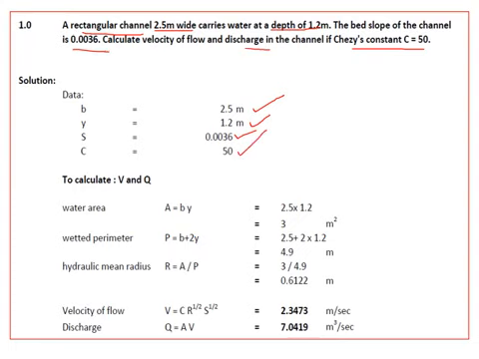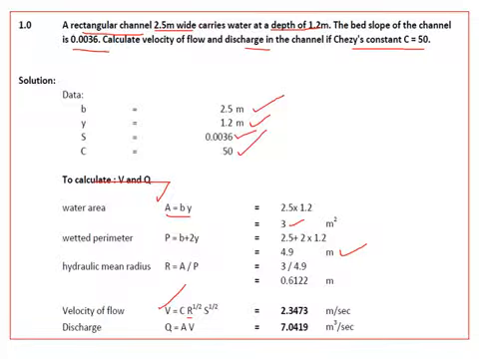Since Chezy's constant is given, we have to use Chezy's equation, V is equal to C root RS. For that we need R, so the basic geometric elements are calculated. What is area? It is B into y, so 2.5 into 1.2, which gives 3 meters square. Similarly, wetted perimeter is the length of channel boundary in contact with the flowing water, so it is B plus 2y. B is 2.5 plus 2 times 1.2, that is y, so we get 4.9 meters.